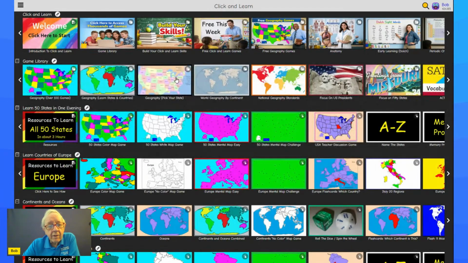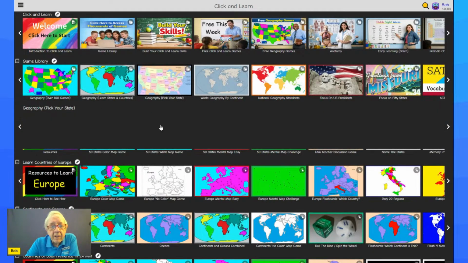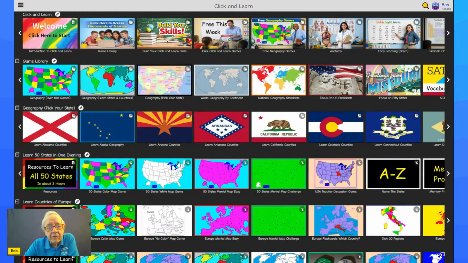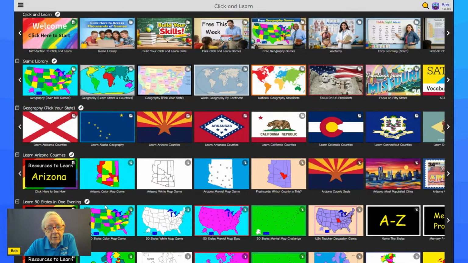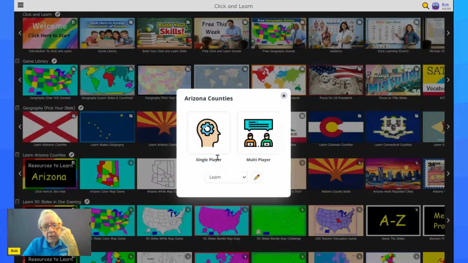I click Pick Your State. And I'm going to pick an easy state, Arizona. I think Arizona has 15 counties. If you click this button thumbnail here, you're going to open a PDF file where you've got maps, black line maps you can use for pre-testing, post-testing, to check your progress, or you can play any of these games in this system here. I'm going to play the color map game of Arizona in single player mode.